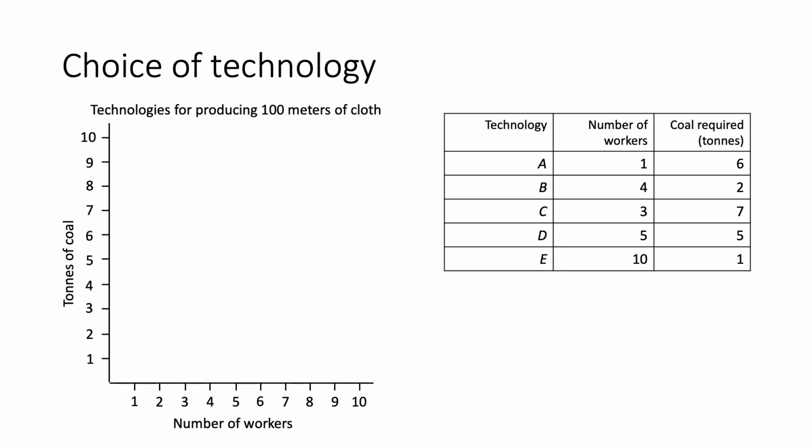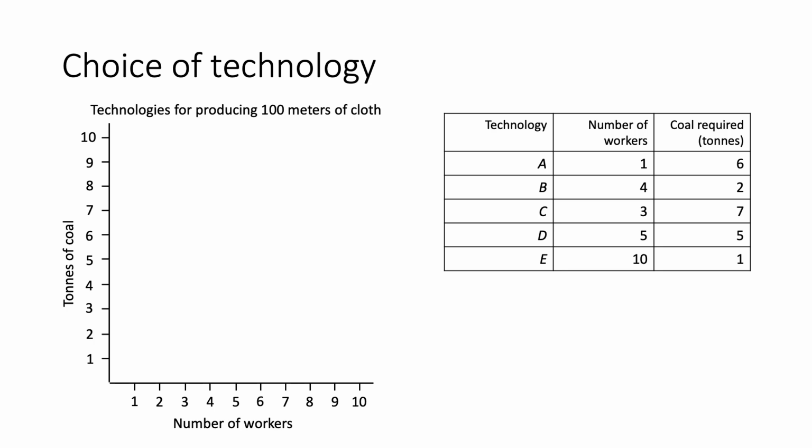Now we can take a look at our model. First, we can look at the graph on the left, and we can see that the y-axis is depicting the tons of coal as an input. The x-axis is depicting the number of workers as an input. And so what this graph is going to illustrate is the combination of the two inputs, coal and workers, that will be required to produce 100 meters of cloth. You can see that this is also depicted in the table.